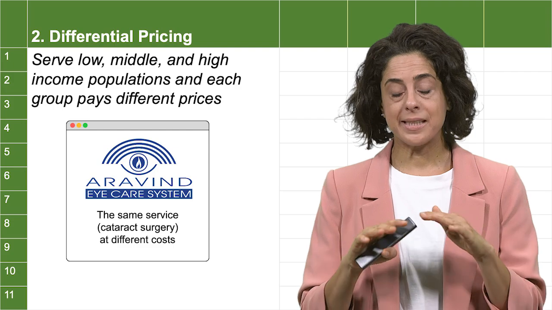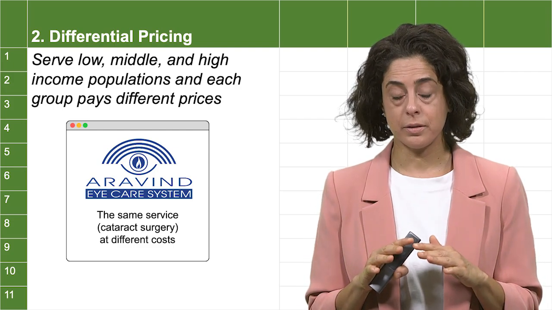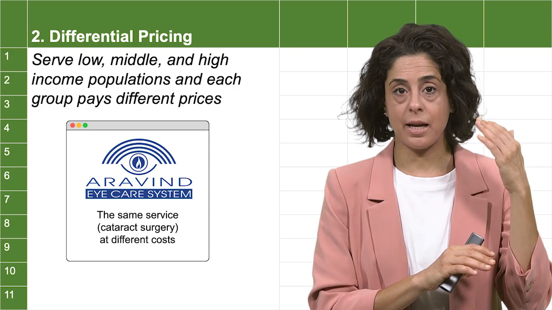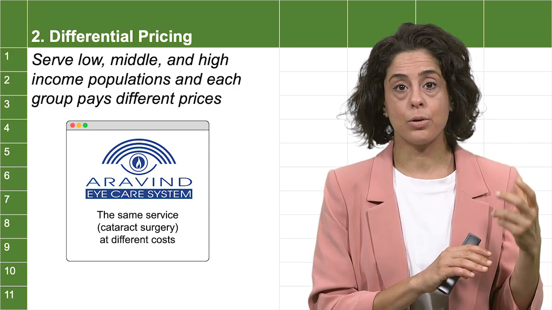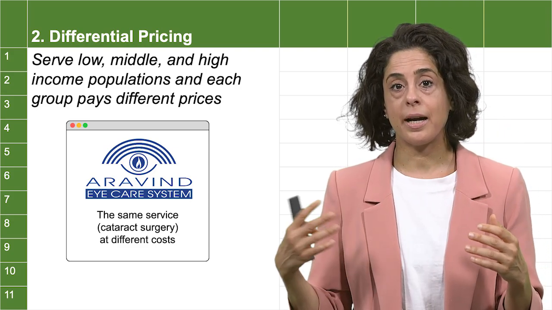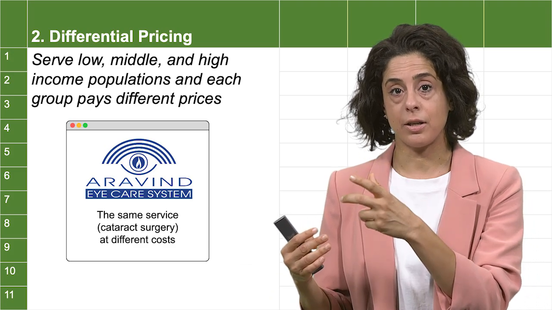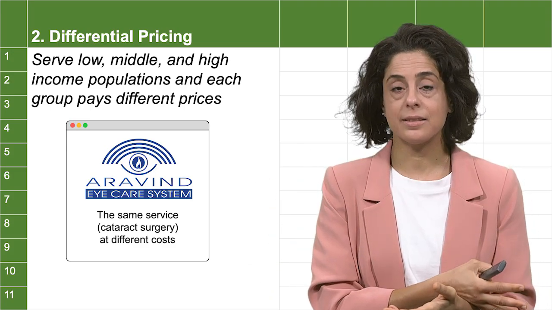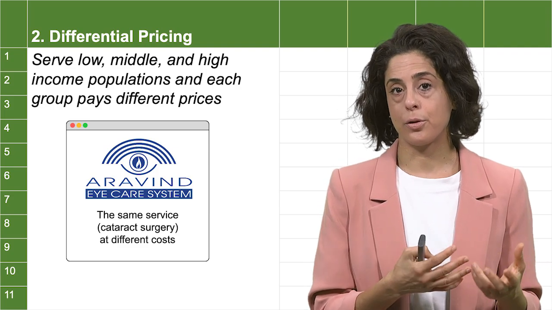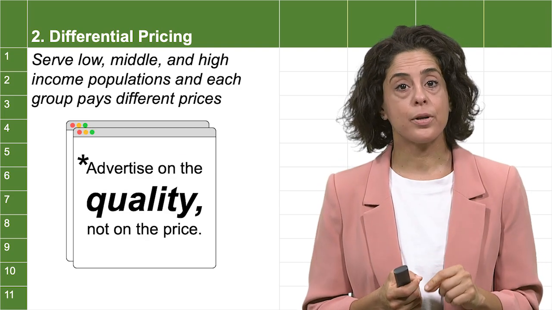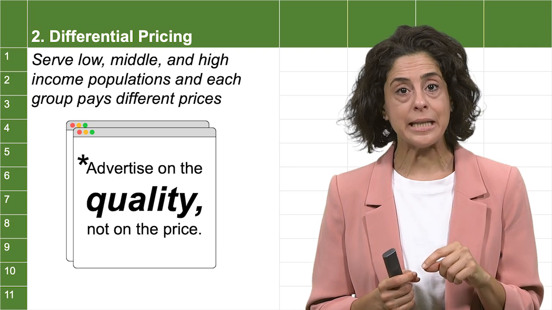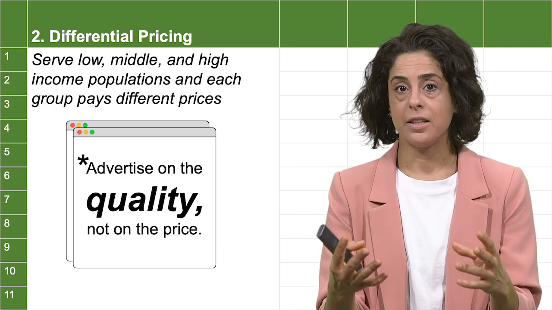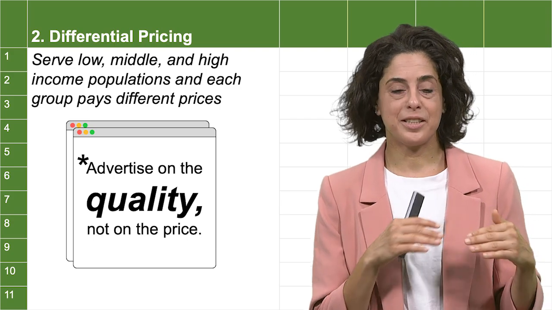So it's the same service for everyone, but low-income people can have this service, which is the eye cataract surgery, at little or no cost, and then middle or high-income people can pay a higher price. And this cross-subsidizes people who are paying little or no price. Another really important point, if you're going to do differential pricing, is that you're advertising to people on the quality, not on the differential pricing.